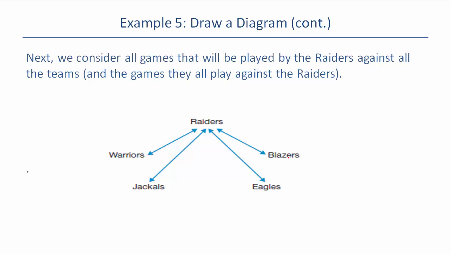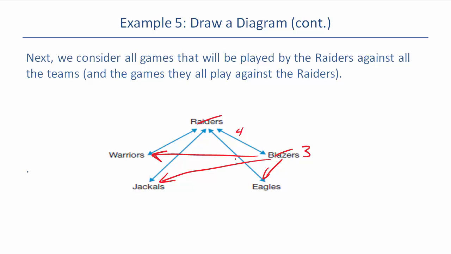So now when we go to the Blazers and figure out, okay, how many more games do the Blazers have to play in order to play everybody? They've already played the Raiders, so we don't need those. So we just need Eagles, Jackals, right? Wouldn't you hate to be the Jackals? And Warriors. And now we're done with both Raiders and Blazers. We had 4 from the Raiders and the 3 more from the Blazers.